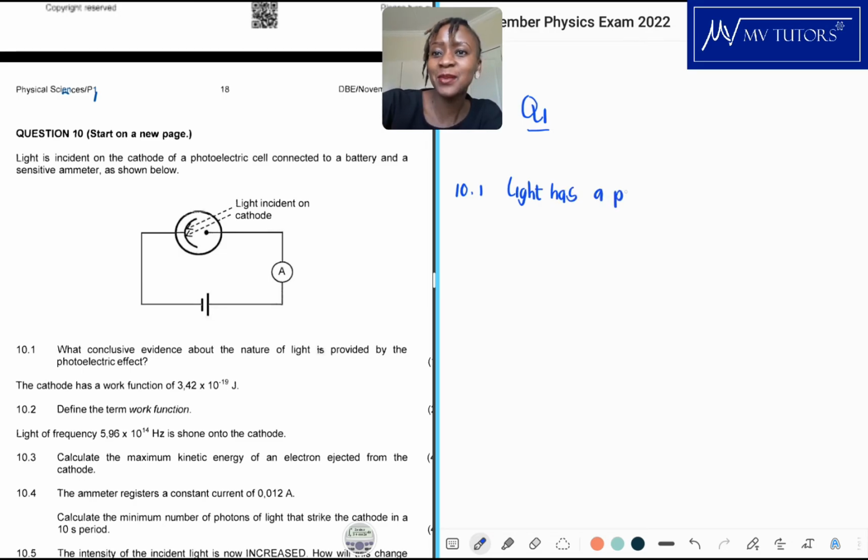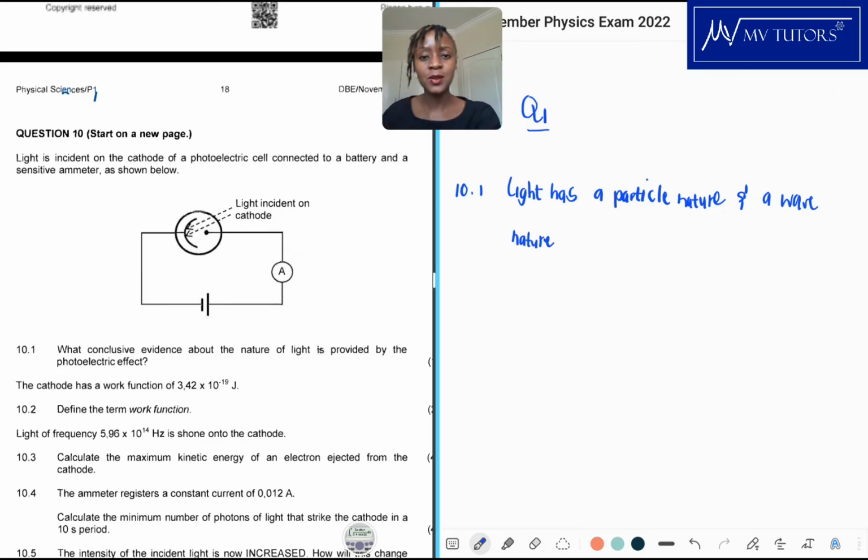So light has a particle nature. Other people would say it is quantized. All right. And yeah, so light has a particle nature and a wave nature. It comes with the particle portion of it, or the particle nature. It's like it comes in small packets of energy.